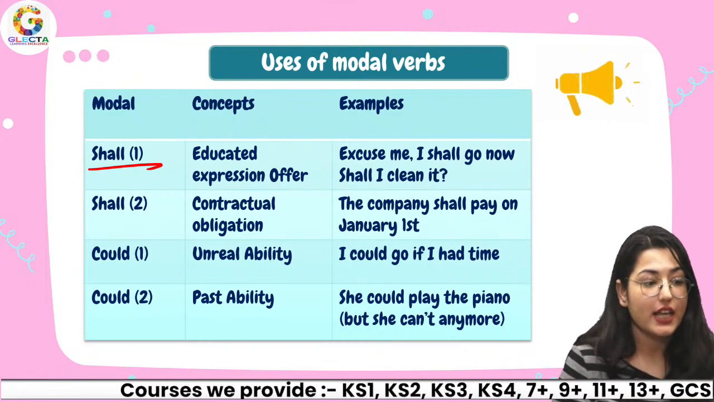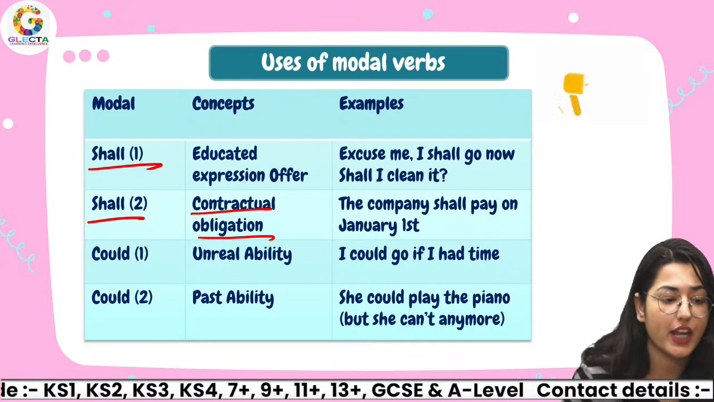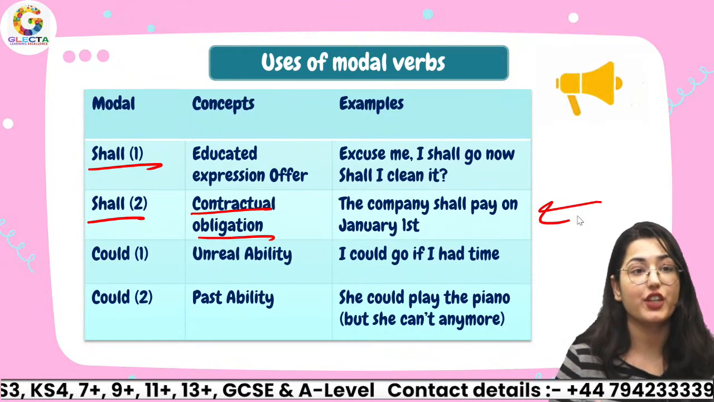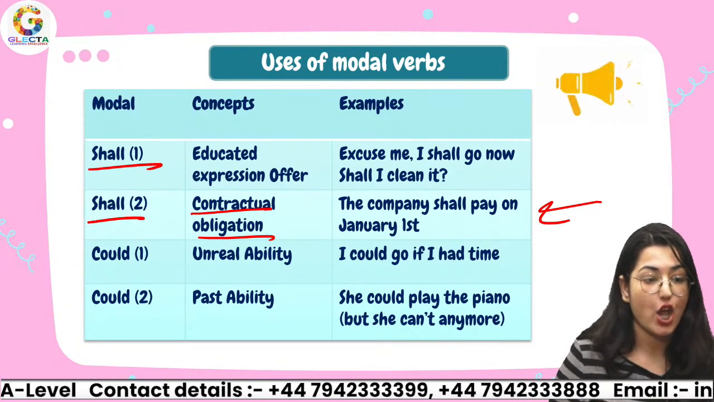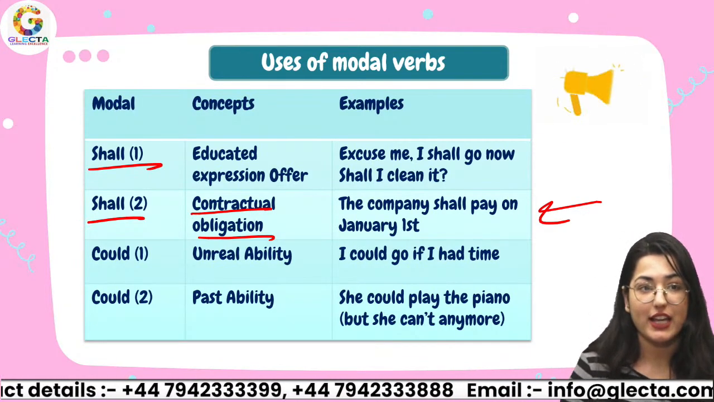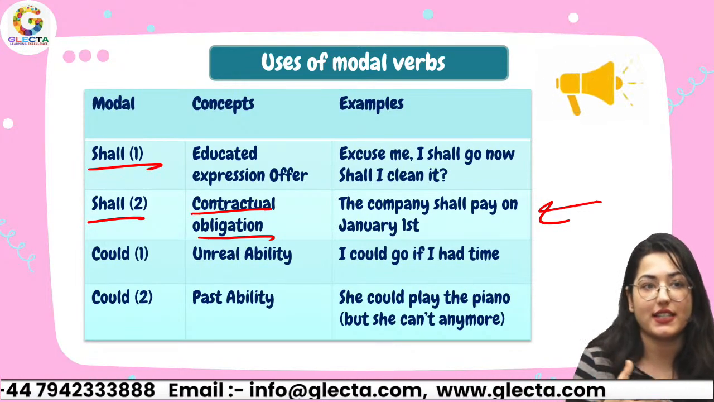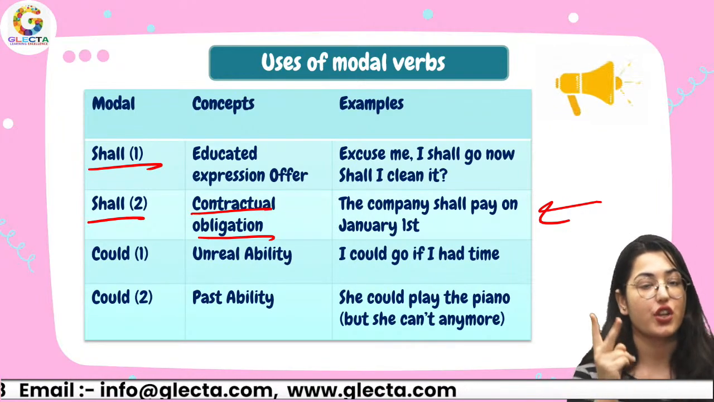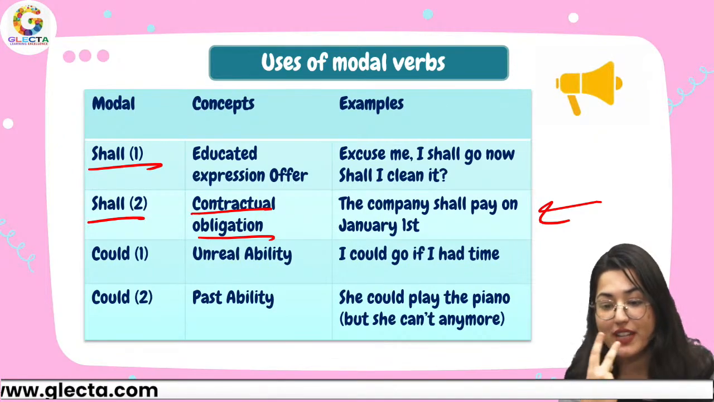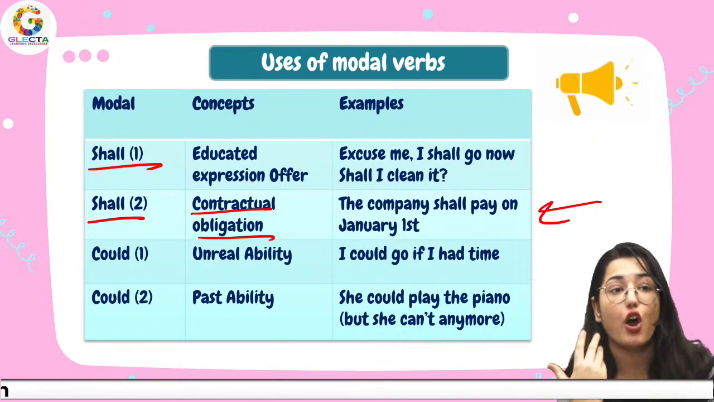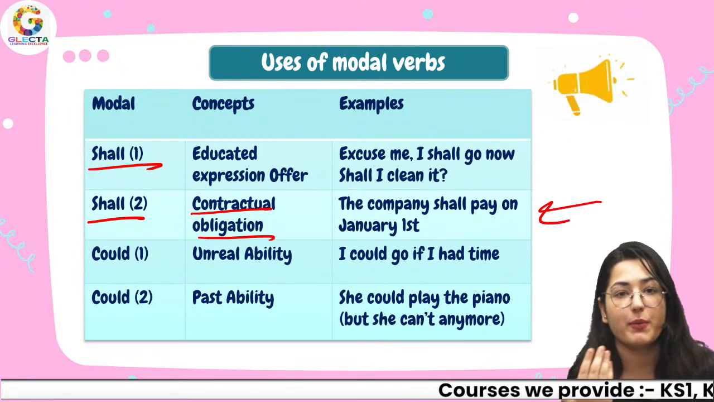Shall I clean it? Next, shall is also a contractual obligation. The company shall pay. When you have made a contract, you use shall. The company shall pay on January 1st. So it's something legal. For legal processes, we use shall. So there are two ways of using shall. Number one is educated expression offer. Number two is contractual obligation. When you make contracts, that includes legal premises, right?